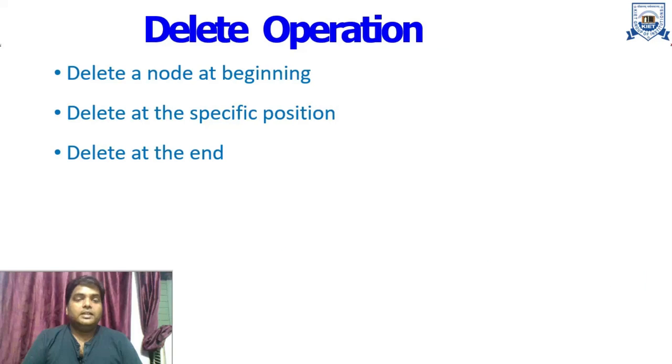Now I will discuss the concept of the delete operation. Just like the insert operation in a single linked list, the delete operation is also performed in three different ways. The first one is delete a node at the beginning. The next one is delete a node at a specific position, and the next one is delete the node at the end. Now I will discuss it one by one.